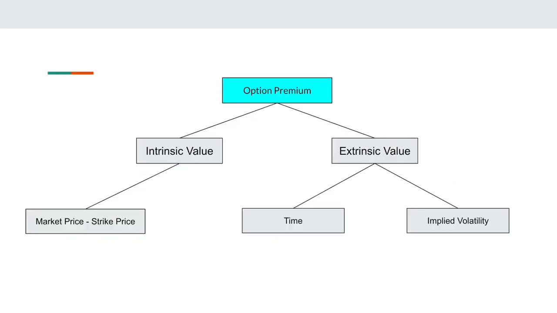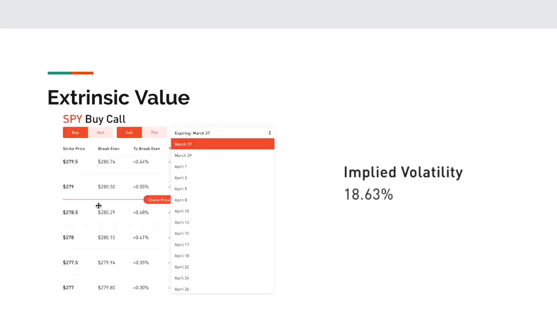Extrinsic value is made up of two different things, which is time and implied volatility. Time is how long you have until the expiration date. Remember how we showed you in the video example? The longer we go out in time, the more chance you have for that call to go towards the price that you struck at. So the longer you give yourself, the more valuable options are going to be.